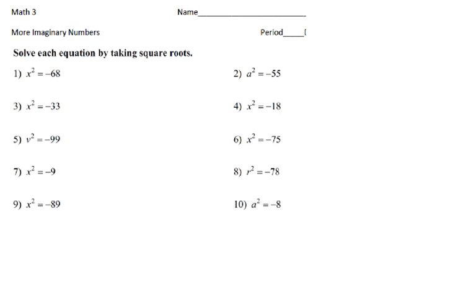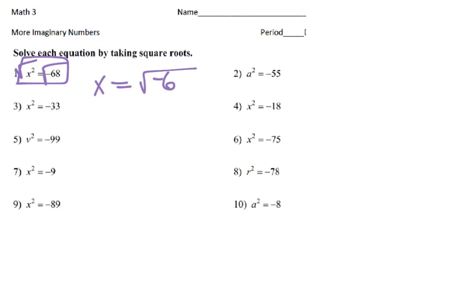So, taking a look at more imaginary numbers. In these first ones, we're just solving. How do we solve something like this? We simply take the square root. If we take the square root of x squared, we get x.